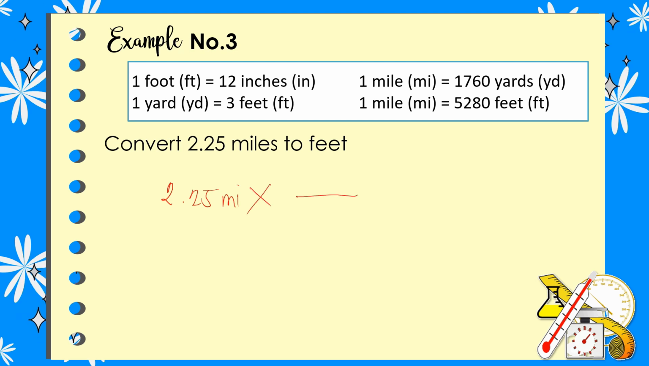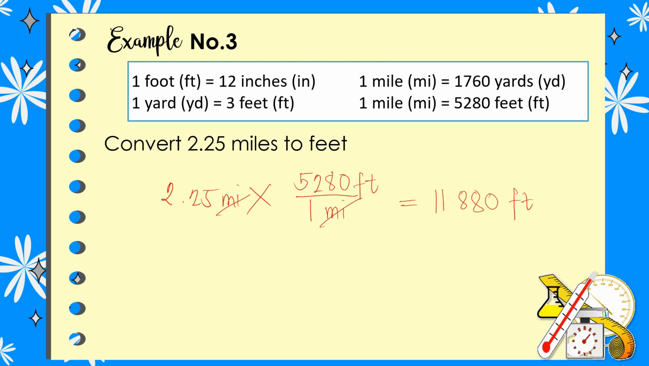Pag nag-set up tayo ng converting factor as a ratio, dapat nasa ilalim yung kamukha niya. So, that would be 1 mile. Sa ibabaw yung equivalent niya, 5,280 feet. Maka-cancel out na yung mile and mile. So, pag minultiply natin si 2.25 kay 5,280, makukuha nating sagot is 11,880 feet.